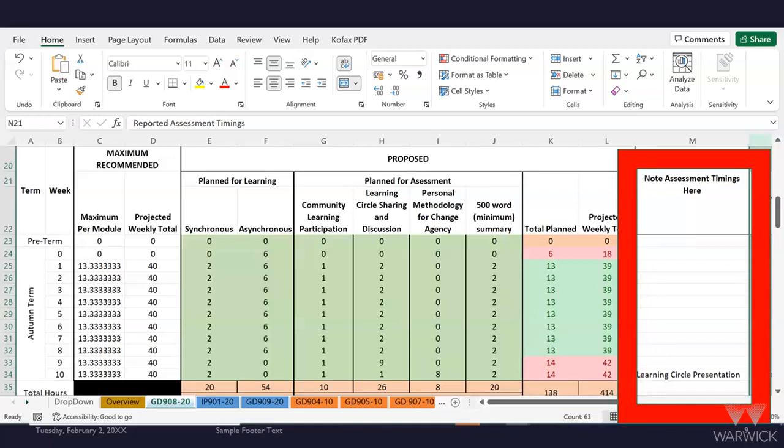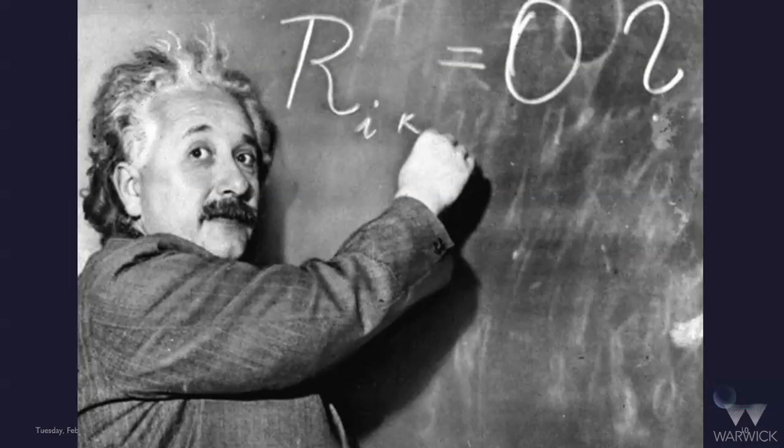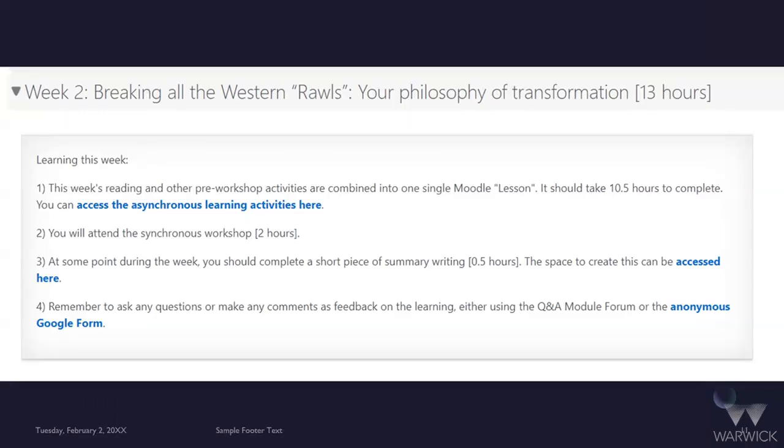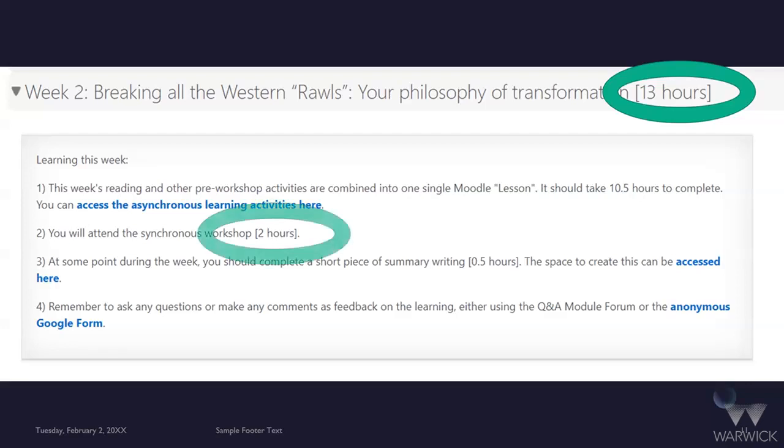So, to stick with my theme of Einstein, thinking about the nature of time, the question arises: how ingenious is my thinking and my modelling? Well, one practical application is that in my Moodle, I can constantly provide students with a point of reference: each week you should be working about 13 hours on this module. I can remind them, of course, that we've got a workshop for 2 hours.